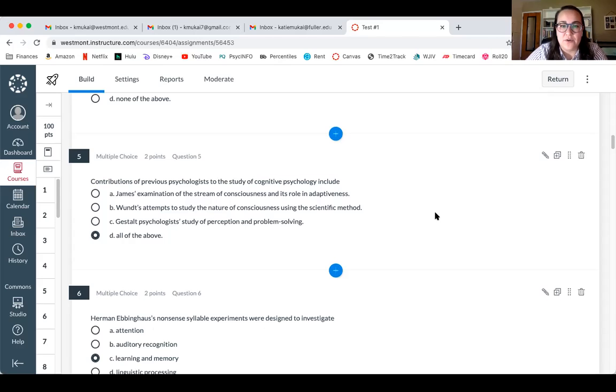Psychophysics. And so being able to sort of quantify how consciousness happens. And then, of course, we know that the Gestalt psychologists were foundational to cognitive psychology as well.